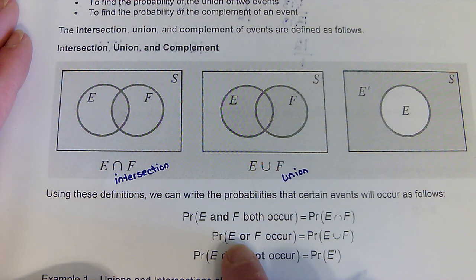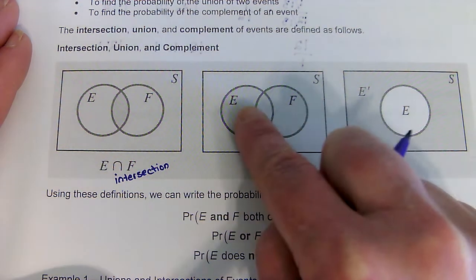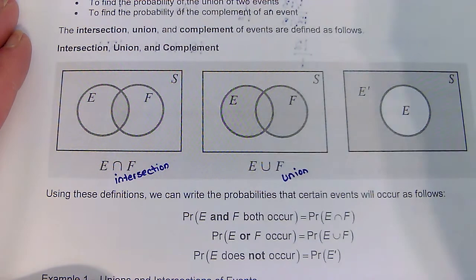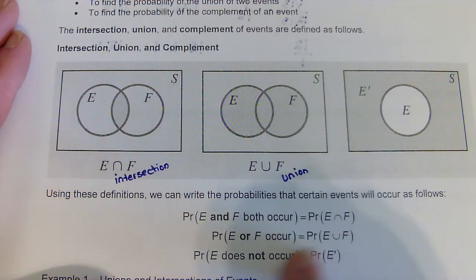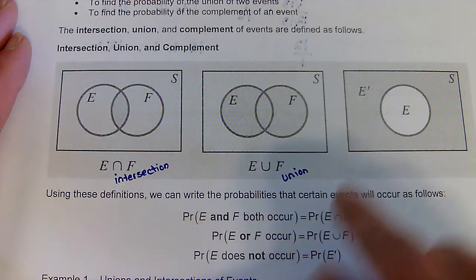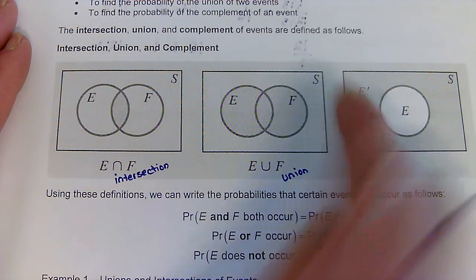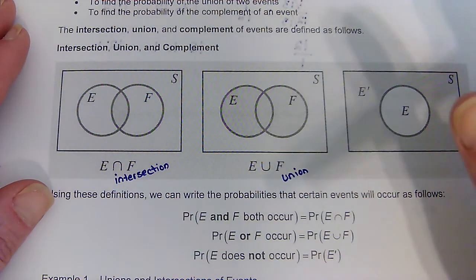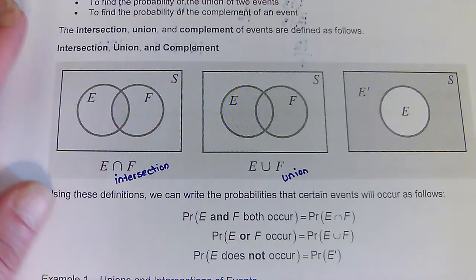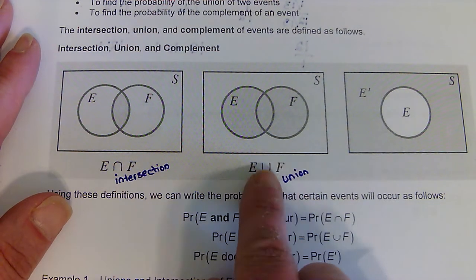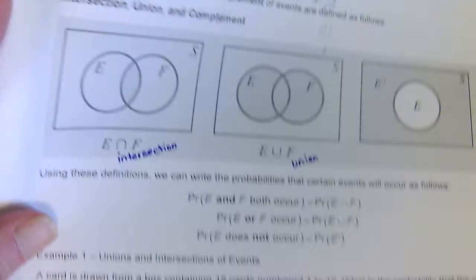If I say I want E or F, then I want everything in E, everything in F, and I'm okay with the places where they're combined. So that would be the union. The probability that E does not occur is denoted by this E dash. That means not E. So here's E, not E would be everything else. And we might be using those symbols just to help things out, okay? So intersection is and, union is or.